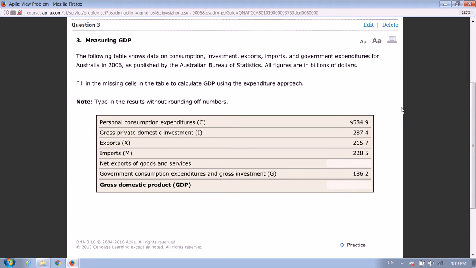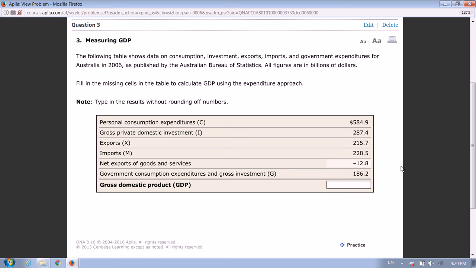Measuring GDP. The following table shows data on consumption, investment, exports, imports, and the government expenditures for Australia in 2006. Okay, fill in the missing cells. So we have consumption 584.9, investment 287.4, import. So net export is export take away imports. So it's 215.7 minus 228.5. So it's minus $12.8 billion.